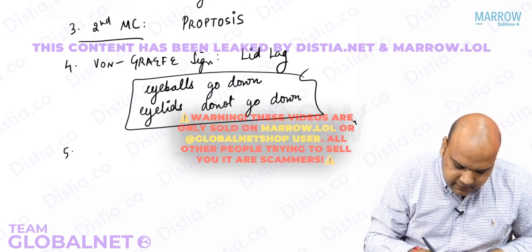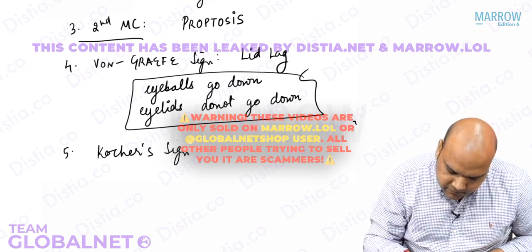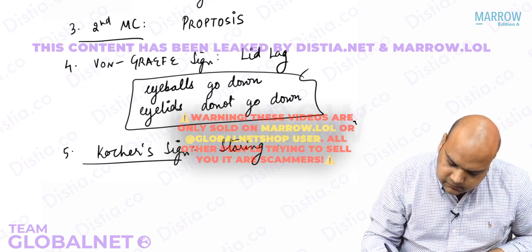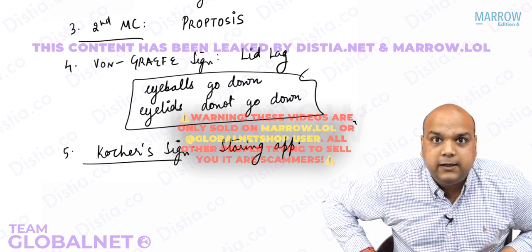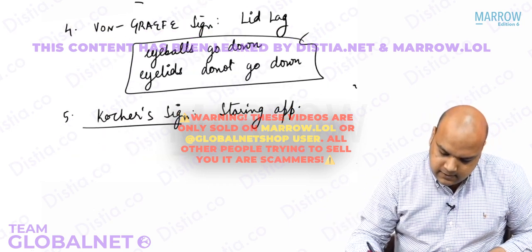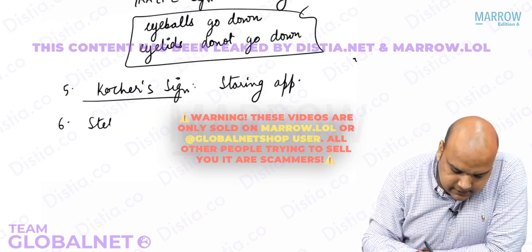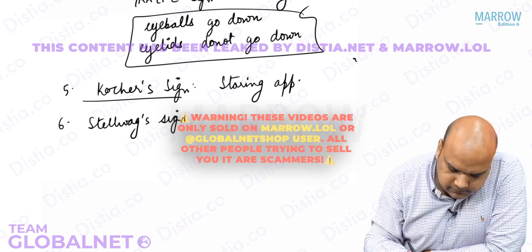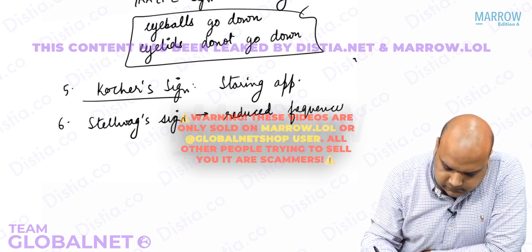Then we have another sign, everybody, which is called Kocher's sign. What is this? Staring appearance. Because of the lid retraction, it looks as if the patient is staring at you. Yes? Another sign that you need to remember is Stellwag's sign. Stellwag's sign is reduced frequency of blinking.